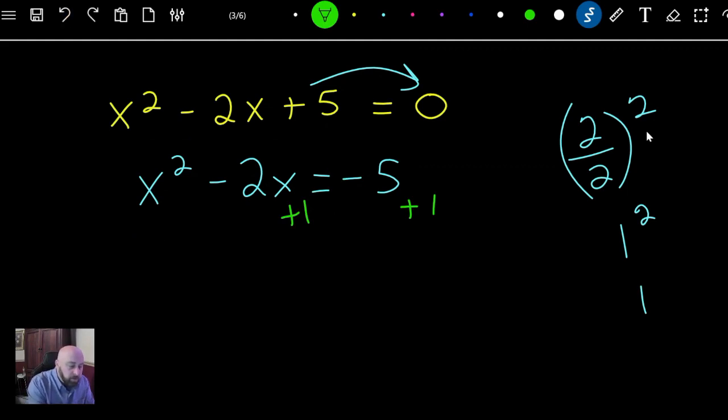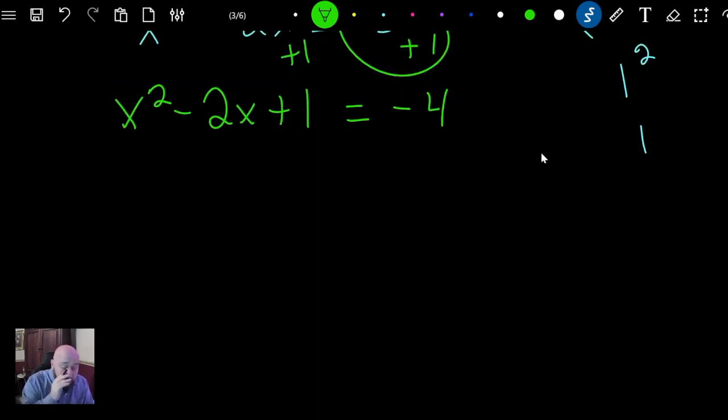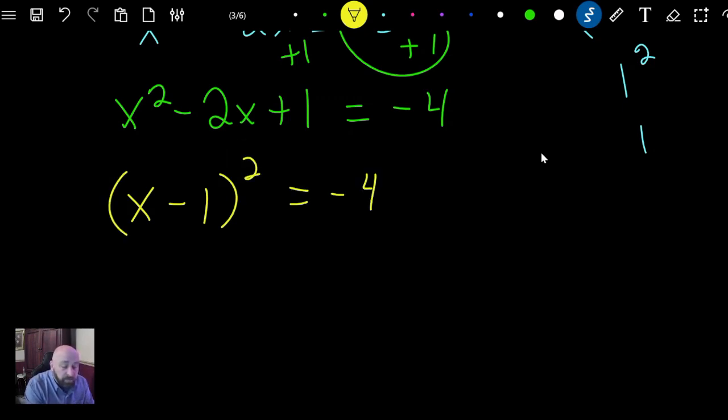So this is going to be our new quadratic. X squared minus 2x plus 1 equals, and then we can just do that right there, and that's going to give us minus 4. And then we just go ahead and keep solving this out. Now we can factor it. That's the beauty of completing the square, is you're completing the square so that you can factor it. So we're going to go ahead and factor this, and it's going to give us a perfect square. We're going to get x minus 1 squared equals negative 4.